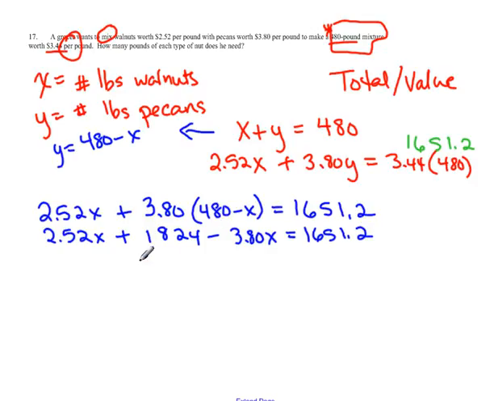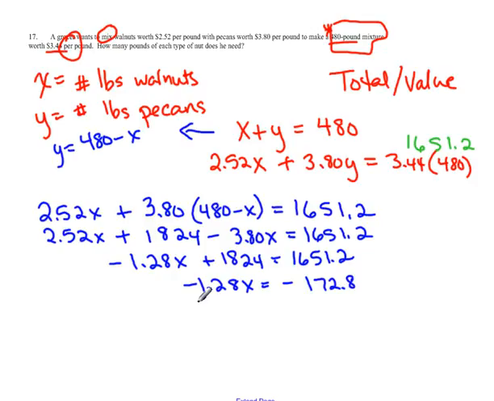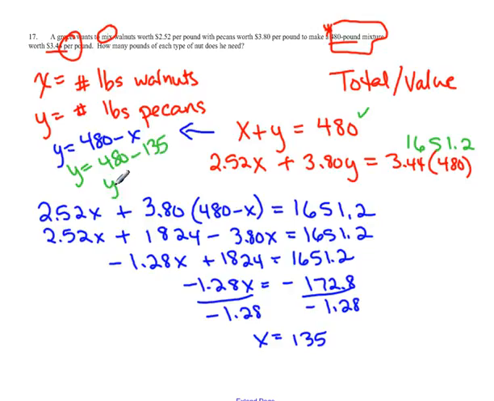Collect your like terms here. That's going to be negative 1.28x plus 1824 equals 1651.2. Subtract 1824 from each side and you get negative 172.8. Divide by negative 1.28. And we should come up with a positive number, and luckily we do, and it's a positive whole number, 135. Okay, to find Y, I'm going to substitute back into that original equation, and I'm going to use the easier of the two here. So Y equals 480 minus 135, so Y is going to be equal to 345.